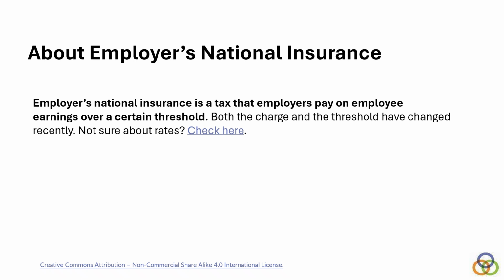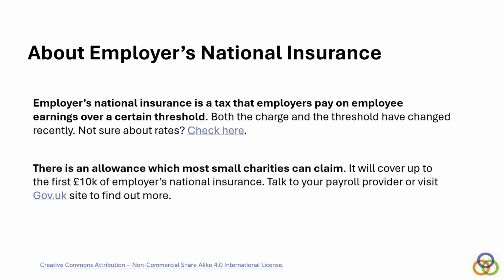And if you're not sure about the rates, download these slides and follow the link or Google employers' national insurance rates. Now there's an allowance that most small charities can claim, and it will cover up to the first 10,000 of employers' national insurance, which actually is a lot. Most small charities don't pay that much in a year, and you only get relief on what you pay up to that amount. So it's not a grant in, it's relief on what you would normally pay over. And if you're not sure, talk to your payroll provider or visit gov.uk to find out more.